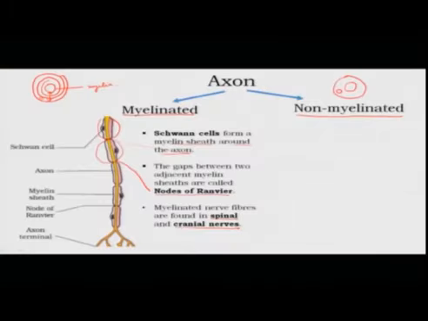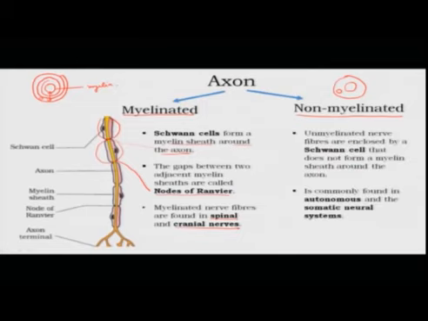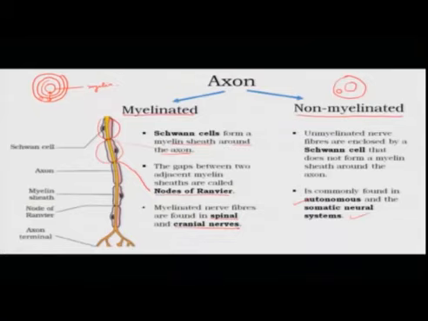Now, non-myelinated axons, as I said, also have a Schwann cell wrapped around them in segments, but they do not form this multi-layered specialized myelin, okay, and they are found commonly in the autonomic and somatic neural systems.